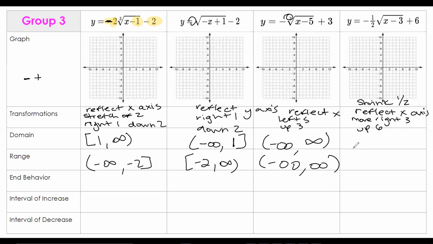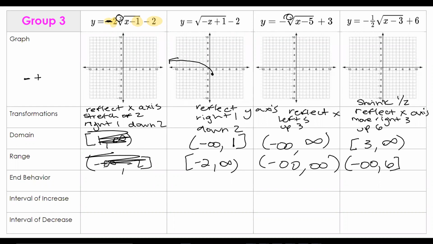Okay, what about our domain? It's going to be three to positive infinity. Okay, and our range is going to be negative infinity to six. You're getting good. Jared caught my mistake. He paid attention to the fact that this is a cubic root and it's not a square root. So these guys should be negative infinity to positive infinity. I apologize. That's always the answer? Yes. For cubic root, that's always the answer. You got to make sure that you pay attention to whether it's a square root or a cubic root. I apologize. Thank you, Jared.